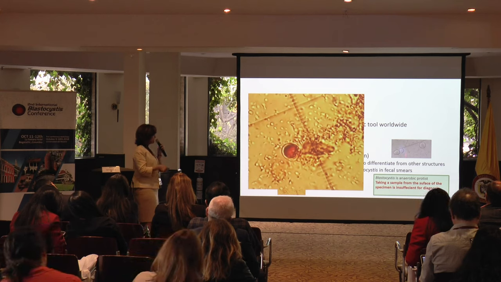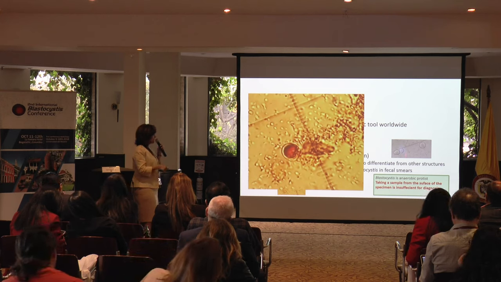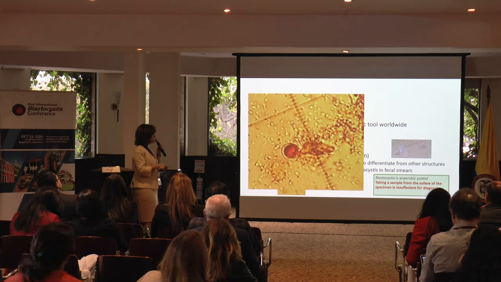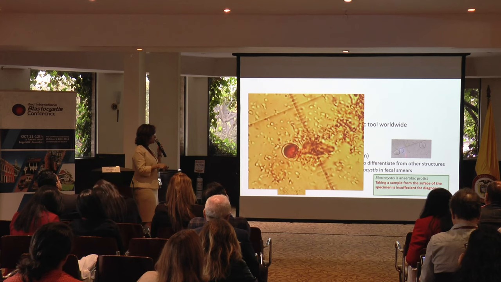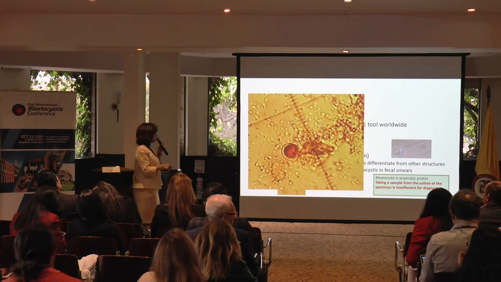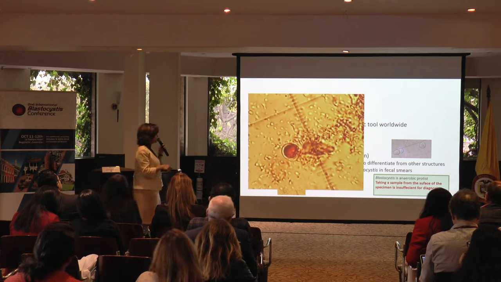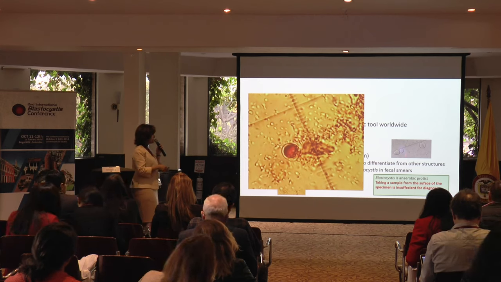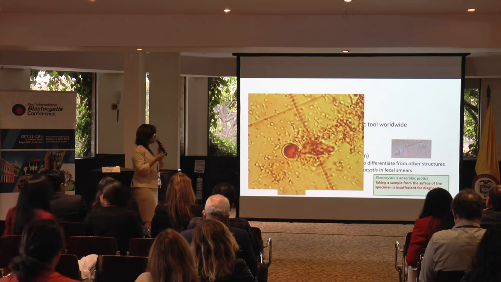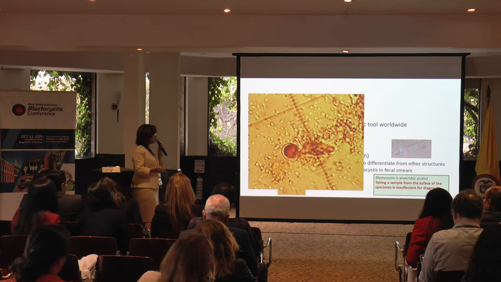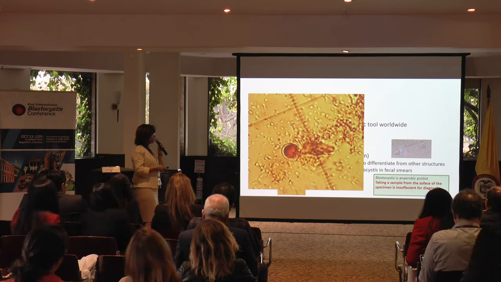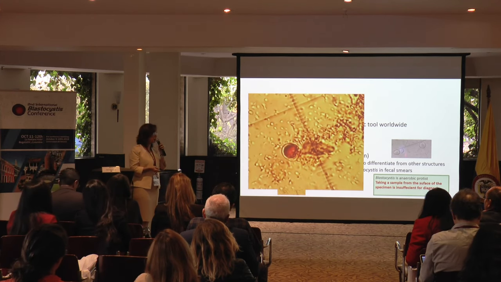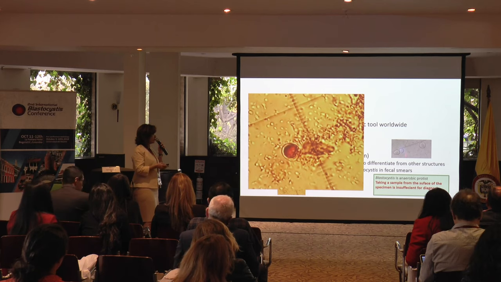When we make staining, we can see around the vacuolar central body a bright peripheral rim as a cytoplasm, so we can detect it easily. And Blastocystis is an anaerobic protist.